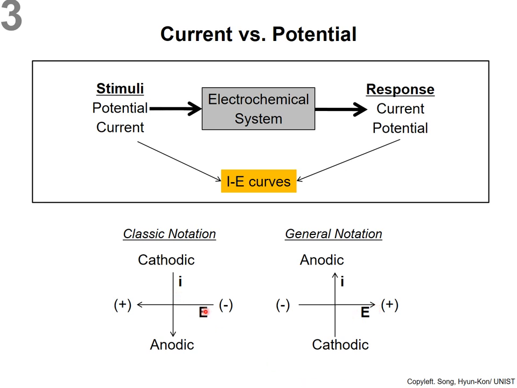In the classical notation, we have the cathodic process at the positive values and the anodic process at the negative values. However, in the general notation, you have the positive current for the anodic process and the negative current for the cathodic process. So they are different from each other, and sometimes there is some confusion. So here is a memorization tip: please always use the clockwise direction.